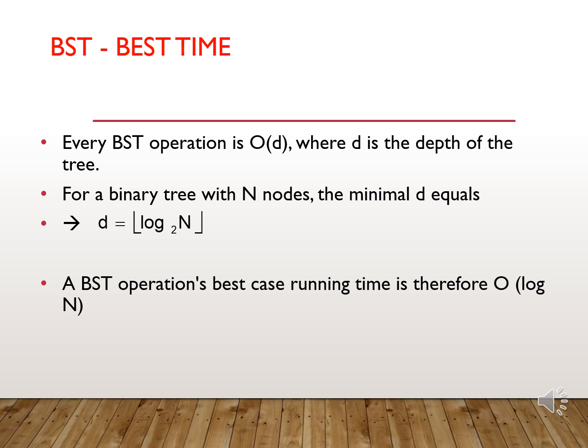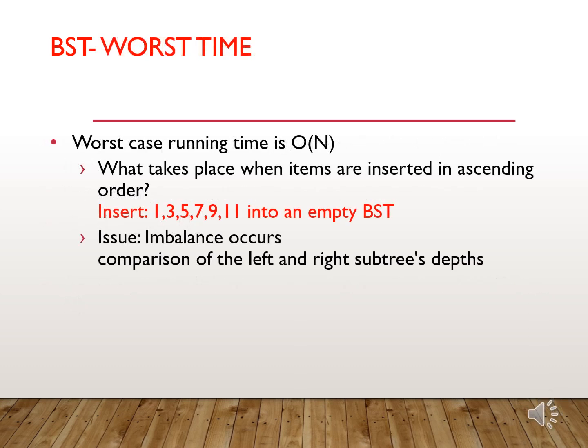Every BST operation is of the order d, where d is the depth of the tree. For a binary tree with n nodes, the minimal d is equal to log n to the base 2. A BST operation's best case running time is therefore order of log n. The worst case running time of a binary search tree is order of n.